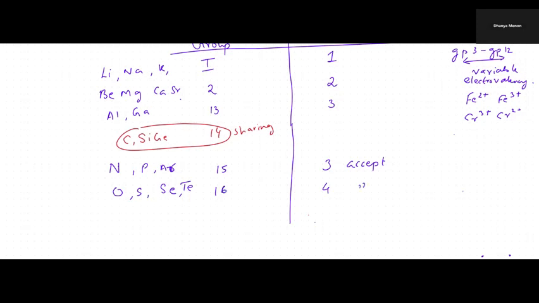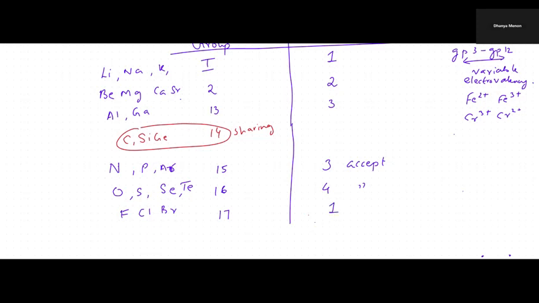Then I have group 17, the halogen group. So I have the halogens, fluorine, chlorine, bromine, iodine. They are 1 short of electrons. They are short of 1 electron to become stable, so they accept 1 electron.